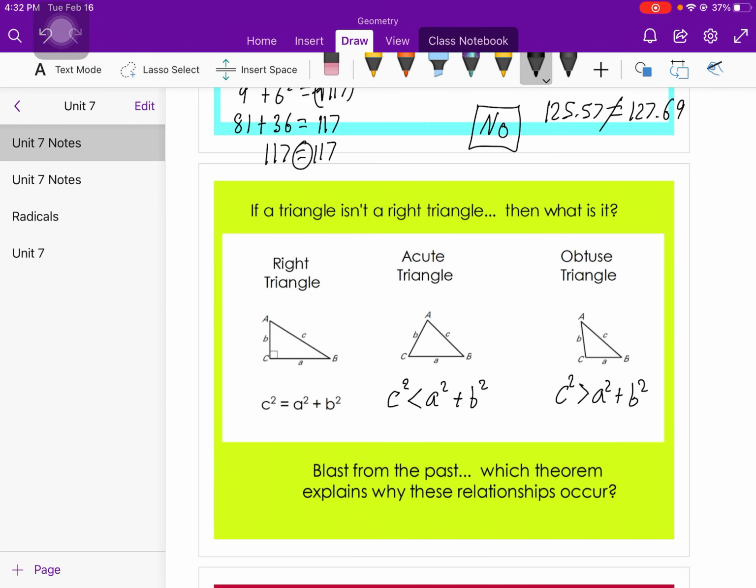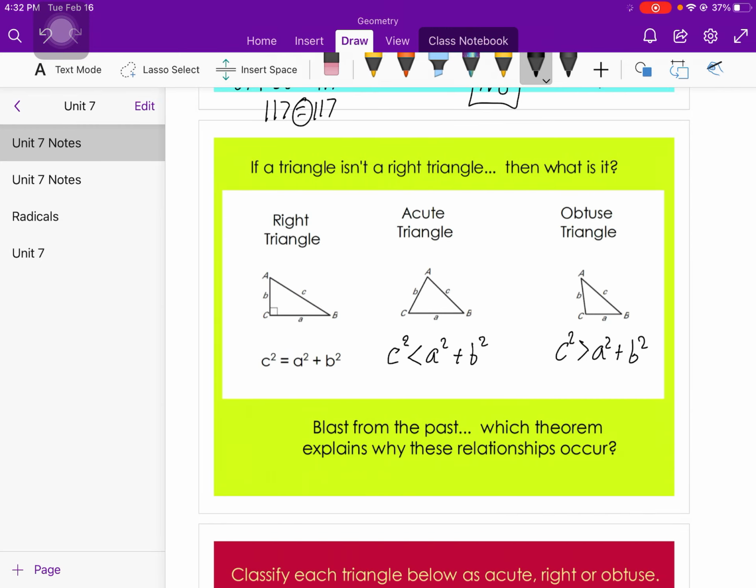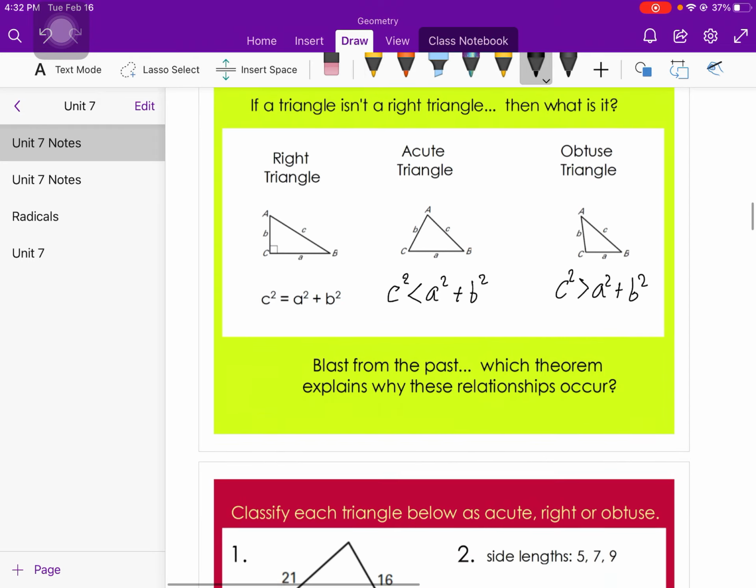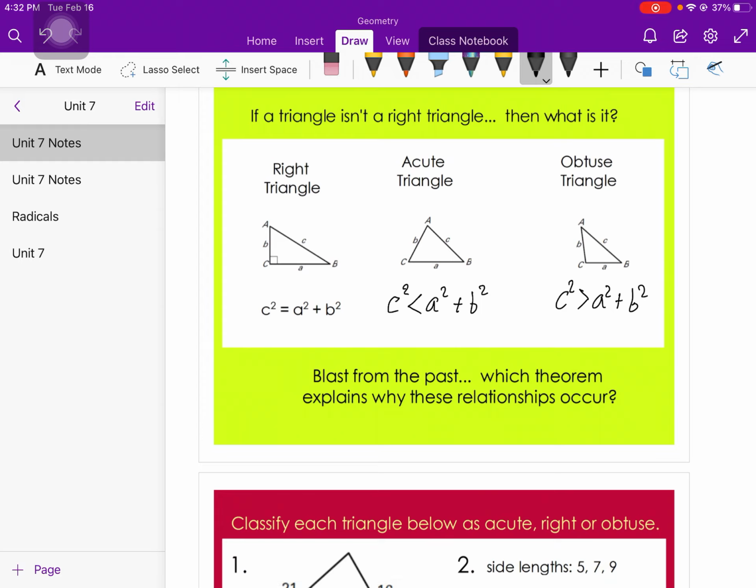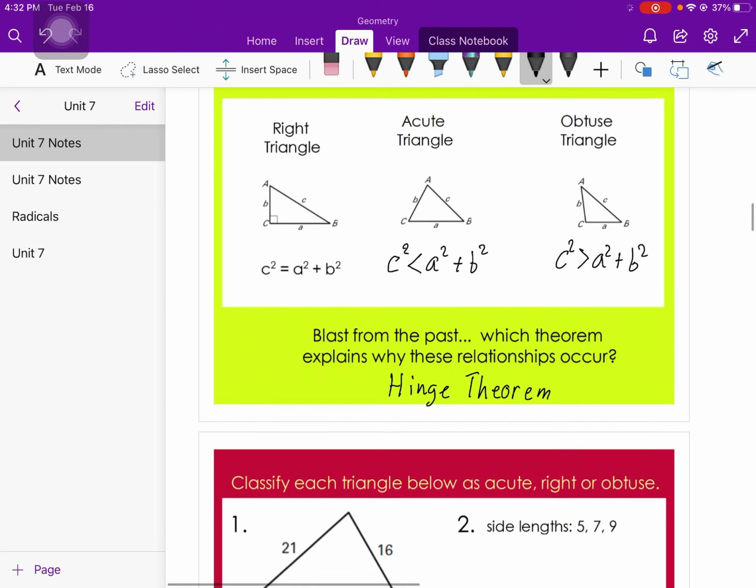The reason that it happens to be this way is because when the squares of the two small sides are bigger than the hypotenuse squared, it shrinks that angle so it's a little bit smaller. And then the last one, when it's an obtuse triangle, c squared is larger than the other two combined, so it increases the size of the angle across from it. And this comes from the hinge theorem. The bigger the angle, the bigger the side across from it, and that's the idea.